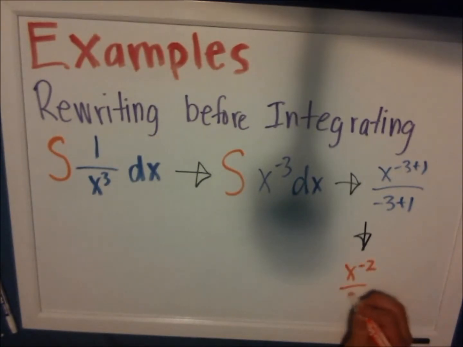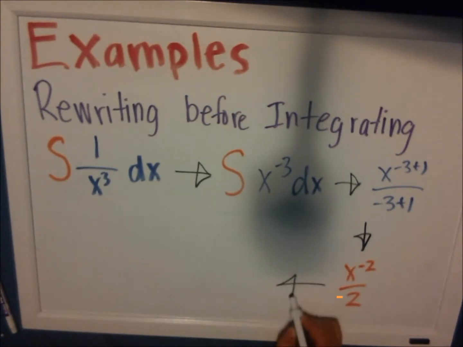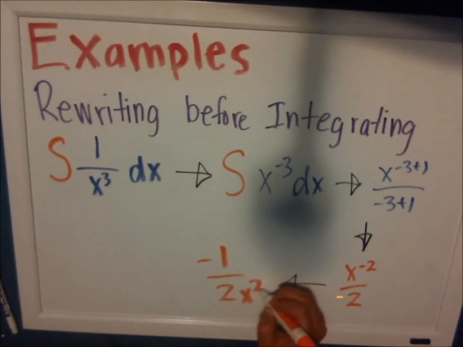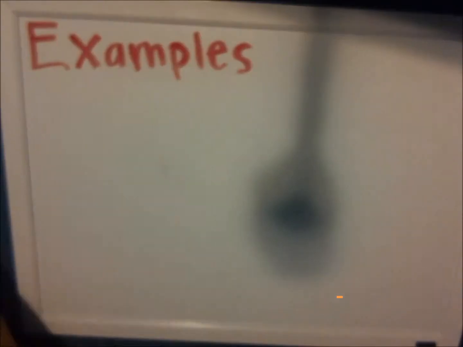Make sure you keep that negative in there when you're dividing. So at the end you got negative 1 over 2x squared, because you popped the x squared back down to the bottom, so it's not a negative anymore.